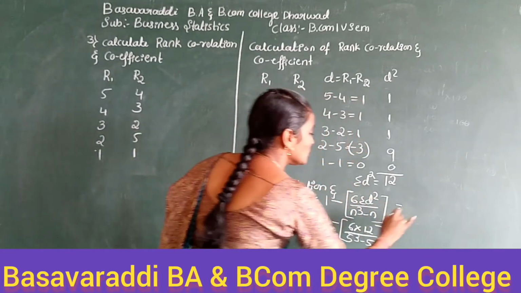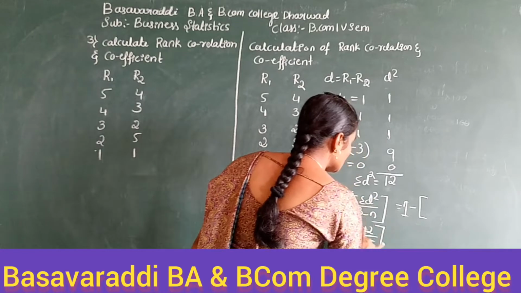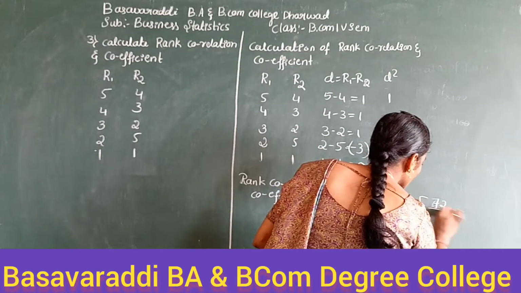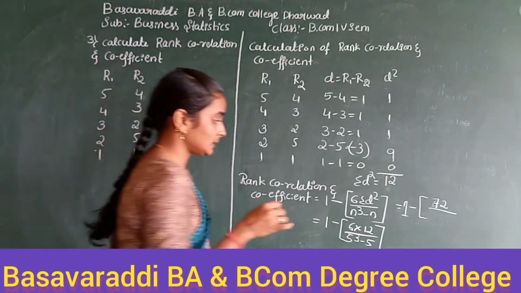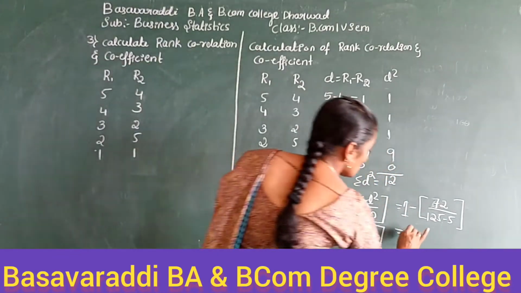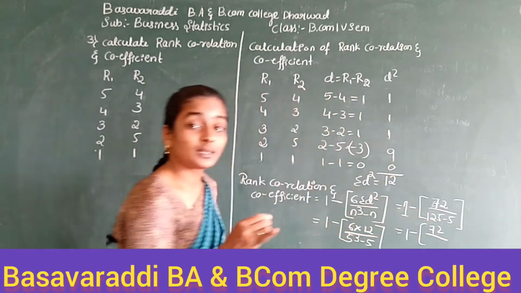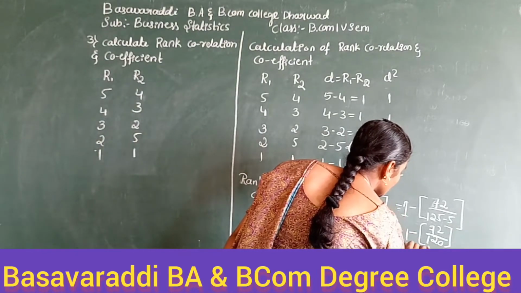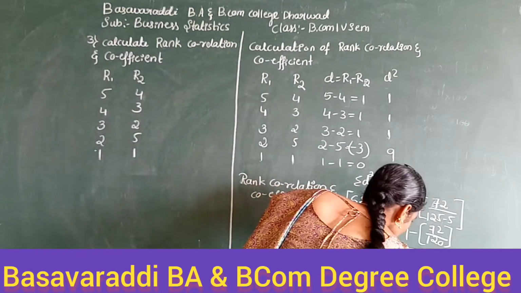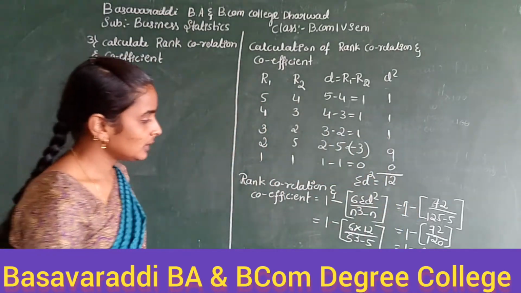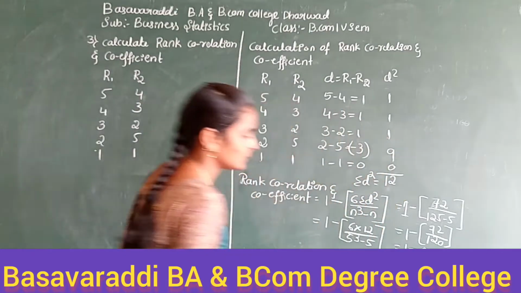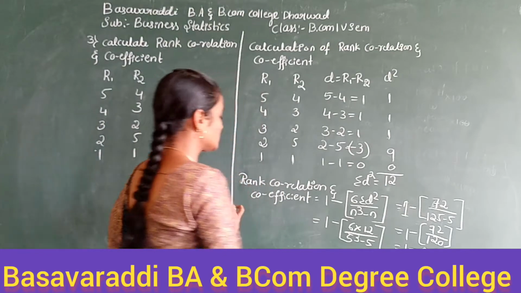Next, here I will continue. 1 minus 12 into 6, that is 72, divided by 5 cube. 5 times 5 is 25, 25 times 5 is 125. 125 minus 5. Next, 1 minus 72 divided by 120. 72 divided by 120 is 0.6. Next, 1 minus 0.6 is 0.4. 0.4 is our rank correlation coefficient.